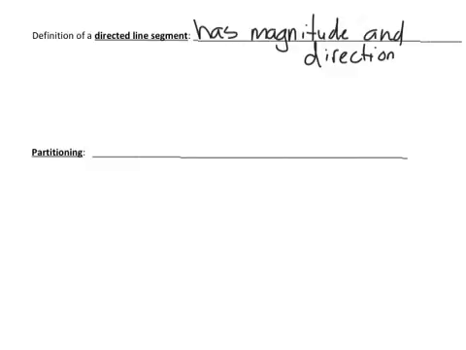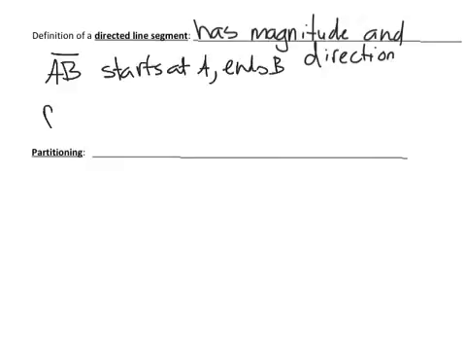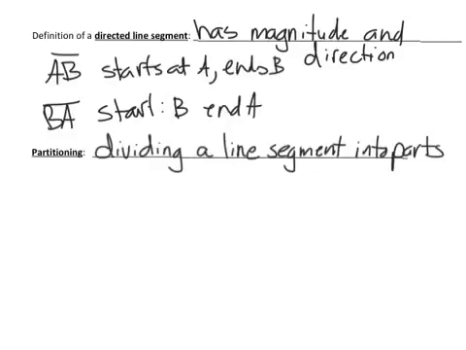So if I have a directed line segment and it's AB, we go left to right. That means it starts at A and ends at B. If I want to start at B, then I have to label it BA. So the start is at B and the end is at A. So the order matters because it depends on where I start and how far away from the start I'm going to divide up this line segment. So partitioning. Partitioning is dividing a line segment into parts. So I take a line segment and I divide it up.